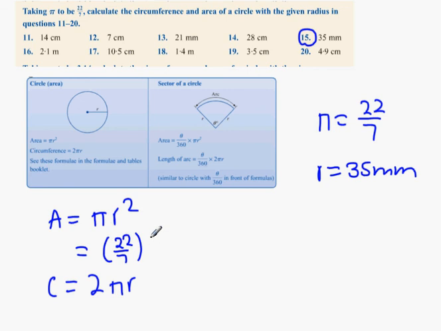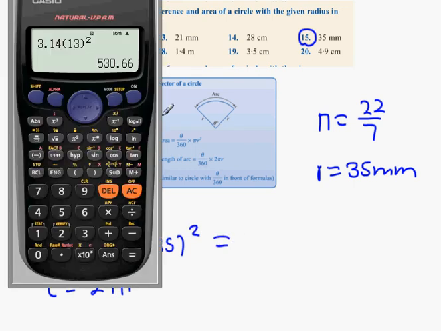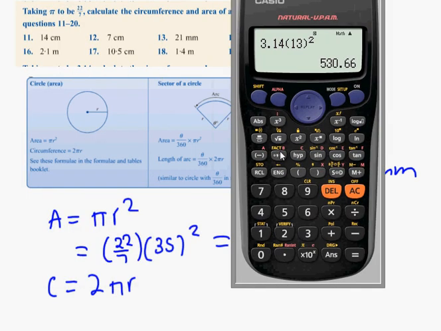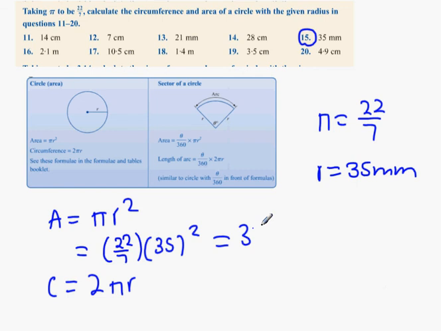Pi is 22/7. The radius is 35 squared. Okay, put that into the calculator. 22/7 multiplied by, anybody? 35 squared, right? And you get 3,850. 3,850 what? Millimeters squared, because it's area.